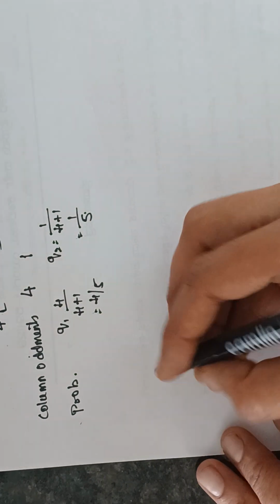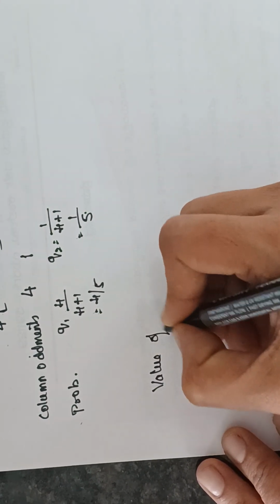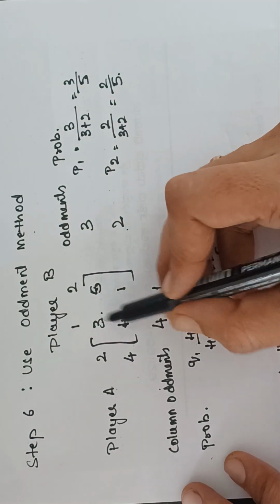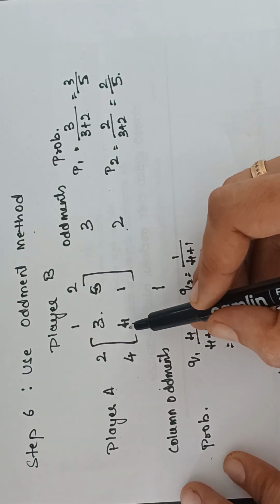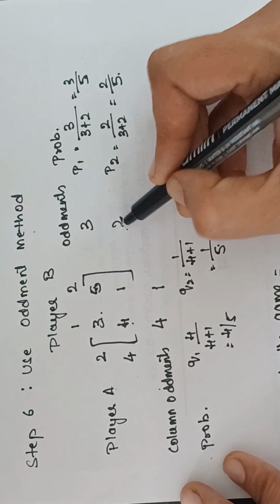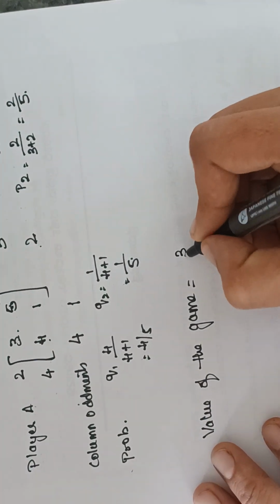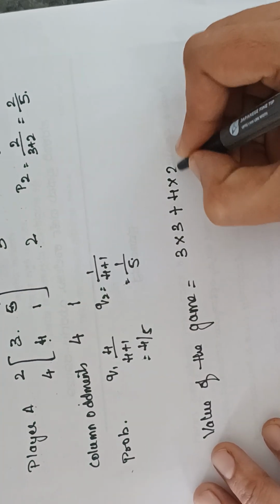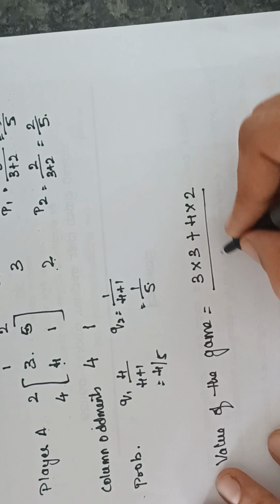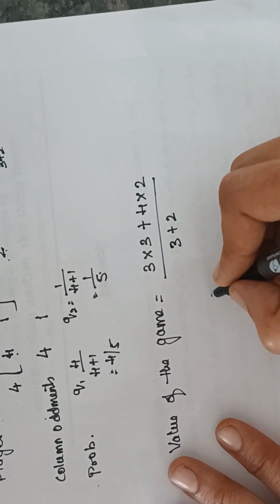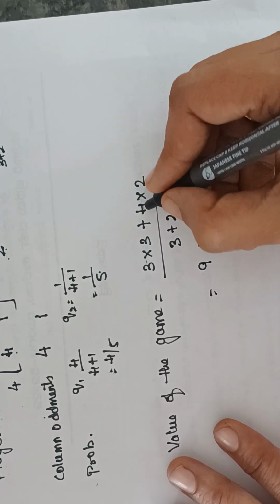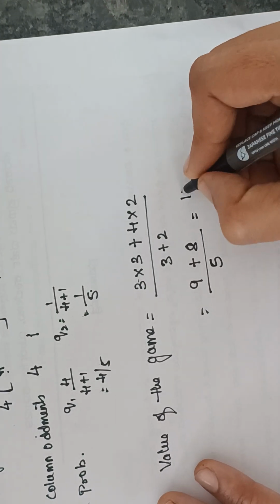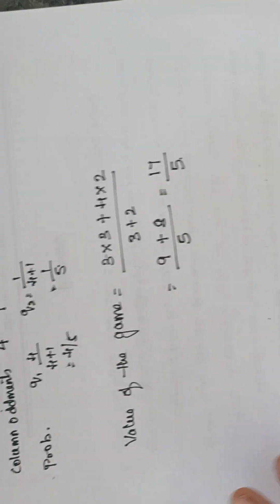Now let us find out the value of the game. The value of the game is equal to, taking the first column, 3 into 3 plus 4 into 2, divided by 3 plus 2. So 3 into 3 is 9, plus 4 twos are 8, divided by 5. We will get 17 by 5. This is the value of the game.